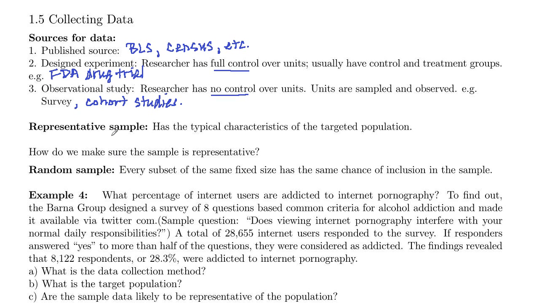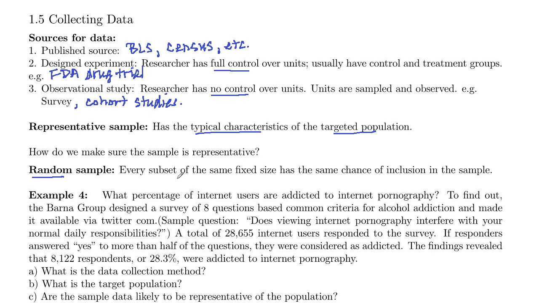Now, when we pick our sample, we say that it's representative if it has the typical characteristics of our target population. So if the sample is very similar to the population, it's characterized as representative. How do we make sure that samples are representative here? Well, there should be some type of randomness involved in picking your sample. So we need a random sample.